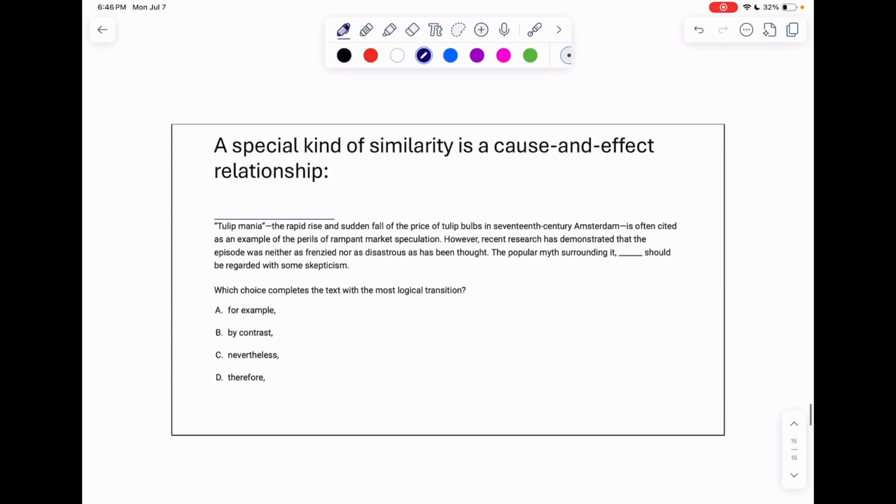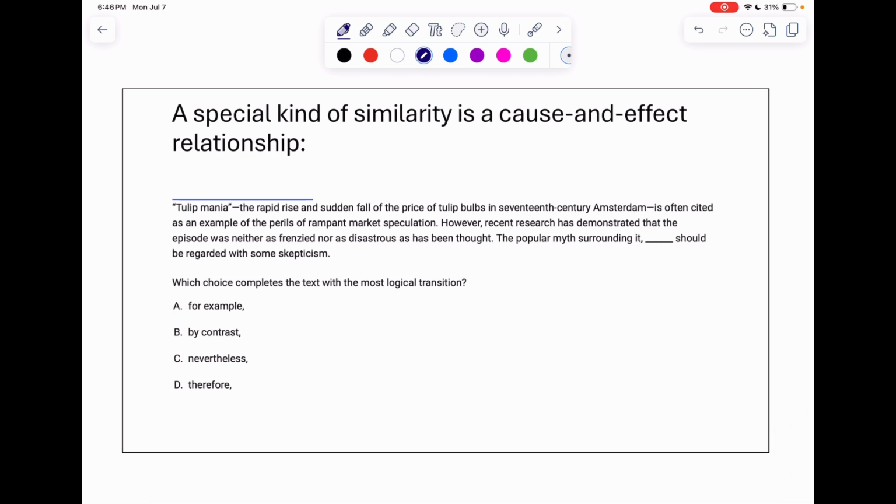Now, a special kind of similarity is the cause and effect relationship, where what comes before the blank causes what comes after. Let's look at an example of that here. Tulip mania, the rapid rise and sudden fall of the price of tulip bulbs in 17th century Amsterdam, is often cited as an example of the perils of rampant market speculation. However, recent research has demonstrated that the episode was neither as frenzied nor as disastrous as had been thought. The popular myth surrounding it blank should be regarded with some skepticism.